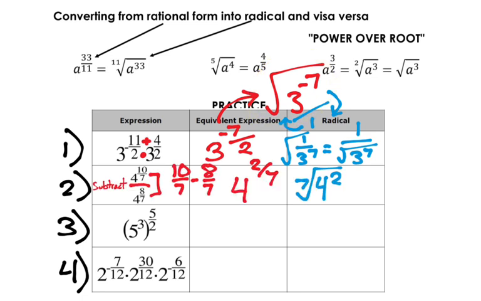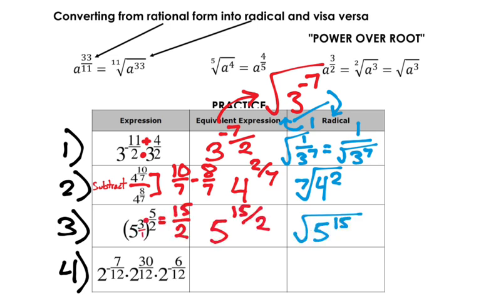Number 2, you have the same base dividing rule, sorry. And when you are subtracting 10 over 7 minus 8 over 7, you are left with 2 over 7. Putting that into power over root, rewriting it into radical form, you would have the 7th root of 4 squared. And if you made that into the 7th root of 16, that would also be a good answer.